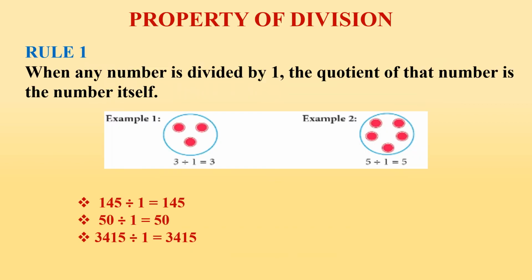Property of division. When any number is divided by 1, the quotient is the number itself. For example, 3 divided by 1 is 3, 5 divided by 1 is 5, 145 divided by 1 is 145, 50 divided by 1 is 50, 3415 divided by 1 is equal to 3415.